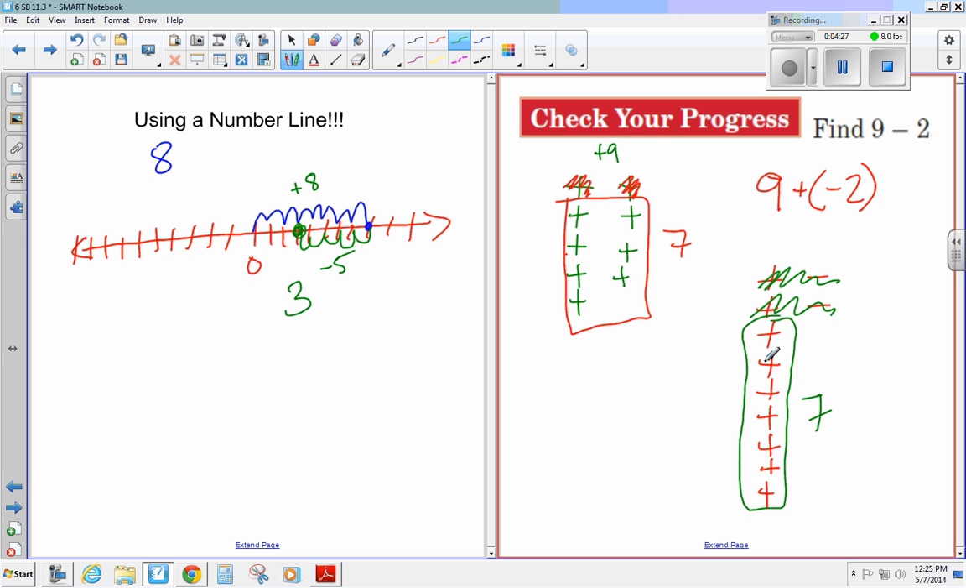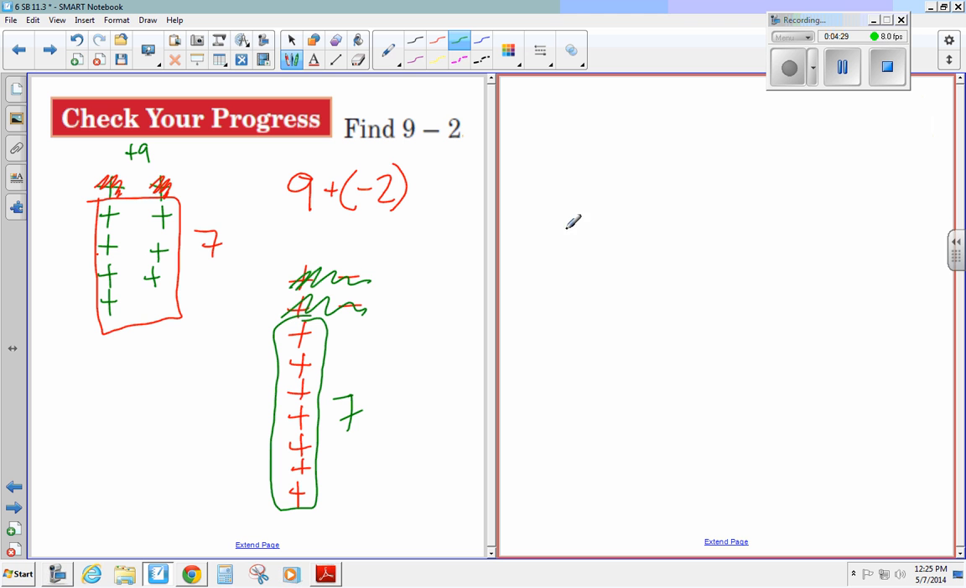Positive 7. On a number line, you would start at 0 and go 1, 2, 3, 4, 5, 6, 7, 8, 9. And then you would subtract 2 and still get an answer of 7.